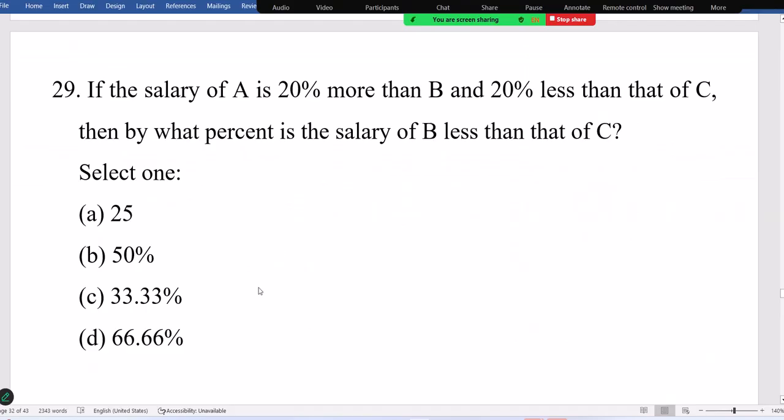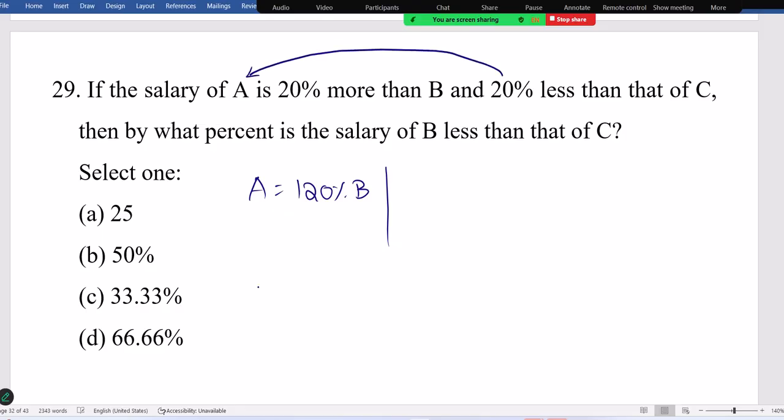Now see, a percentage related question. A is 20% more than B and 20% less than C. By what percentage is B less than C? A is 20% more than B, and this is related to A only. A is 20% less than C. Now we have to calculate B and C.